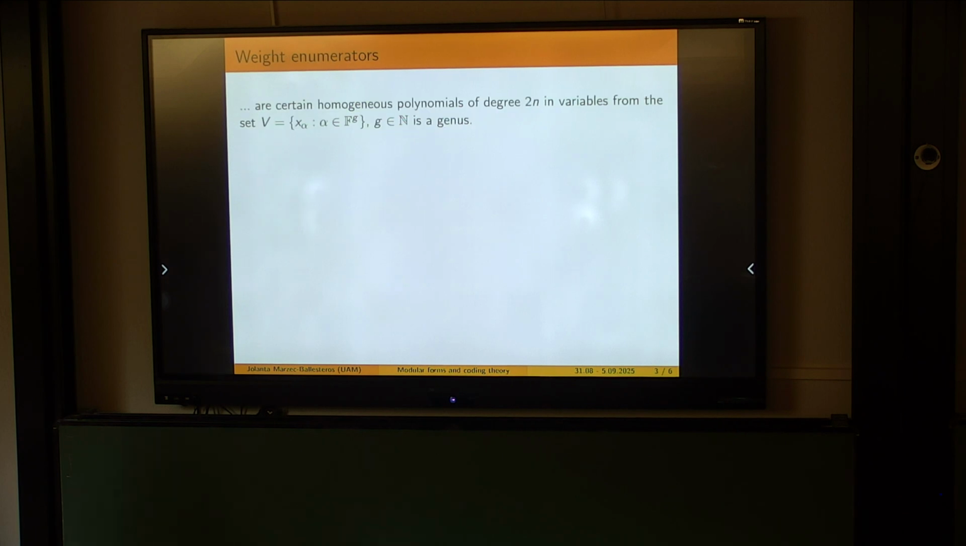So then, if you have a code of length 2n, you can associate with it a so-called weight enumerator. This weight enumerator is a homogeneous polynomial of degree 2n of many variables. The number of variables depends on an additional parameter called genus. And this is an invariant of a code. So you don't need to remember the definition of weight enumerator I'm going to give, but this is the most important object for this talk, so you should at least have an idea of how it looks like.